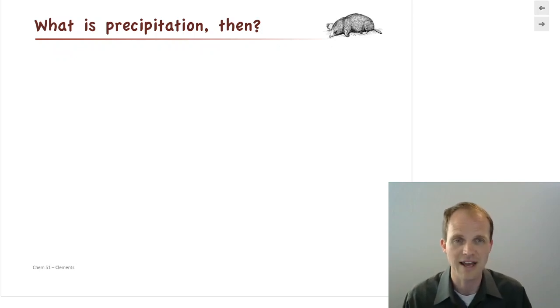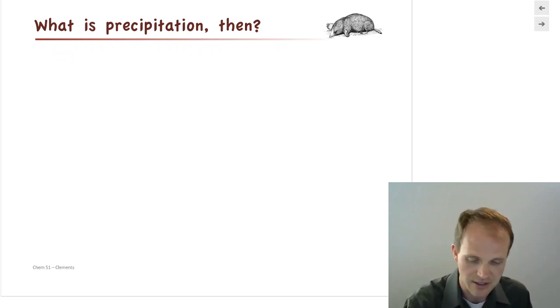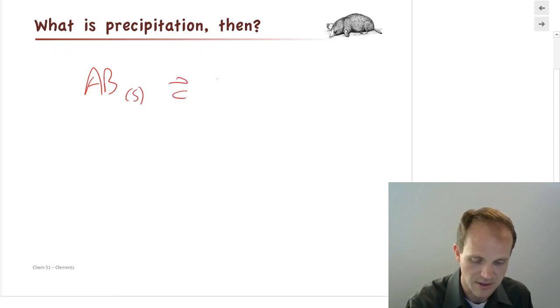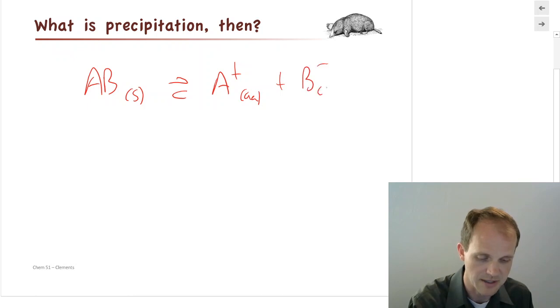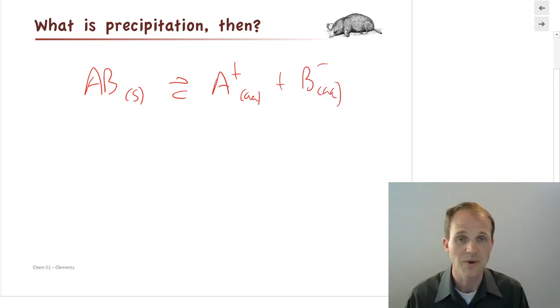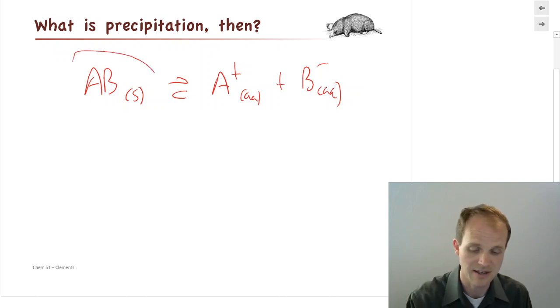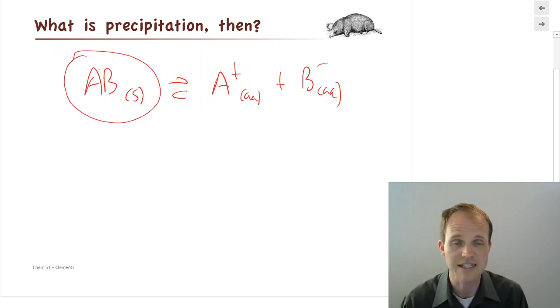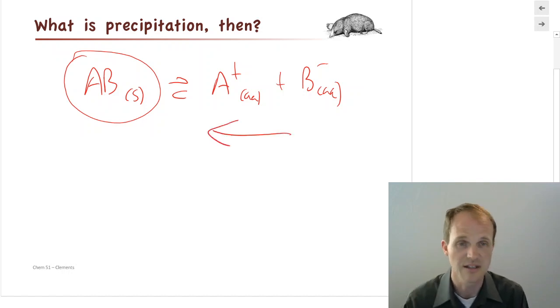Now, why would something precipitate? Well, if we just write a generic reaction, AB solid goes to A plus aqueous plus B minus aqueous, what does it mean to precipitate? It means that this is formed, right? That the solid is formed. What does that mean? That means this reaction is going to the left.